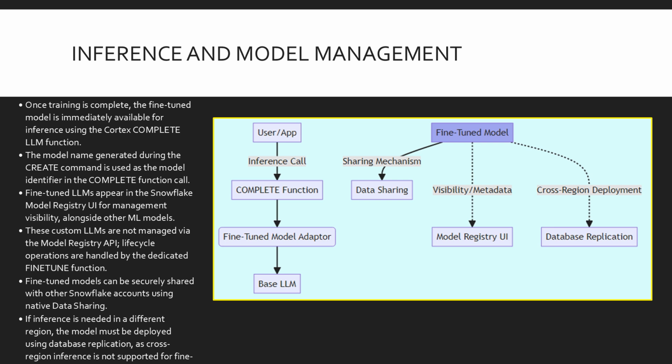A final critical point concerns deployment across geographies. If you require model inference to occur in a different cloud region than where it was originally trained, you must explicitly replicate the model using standard database replication because Cortex fine-tuning does not support automatic cross-region inference for these custom models. We learned that fine-tuned models are used for inference via the complete function and are visible in the model registry UI. For multi-region deployment, database replication is mandatory because cross-region inference is not supported for fine-tuned models.